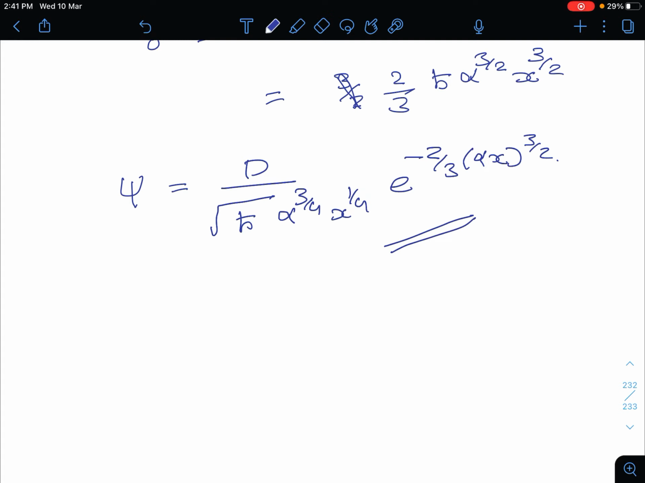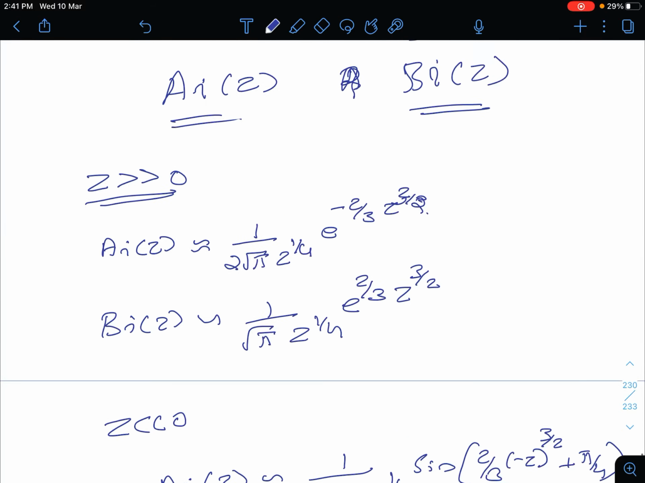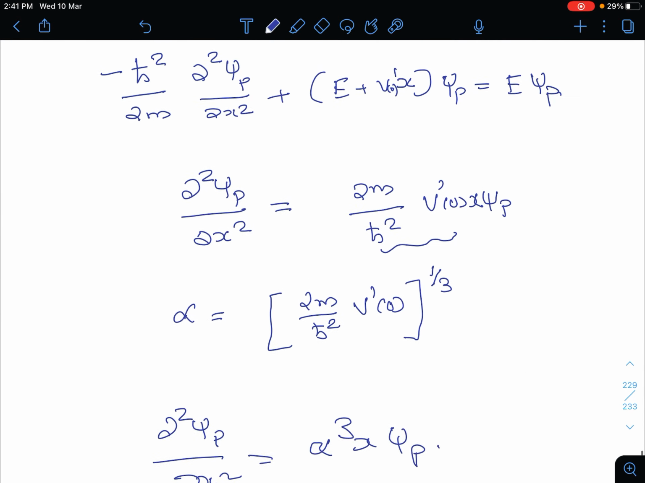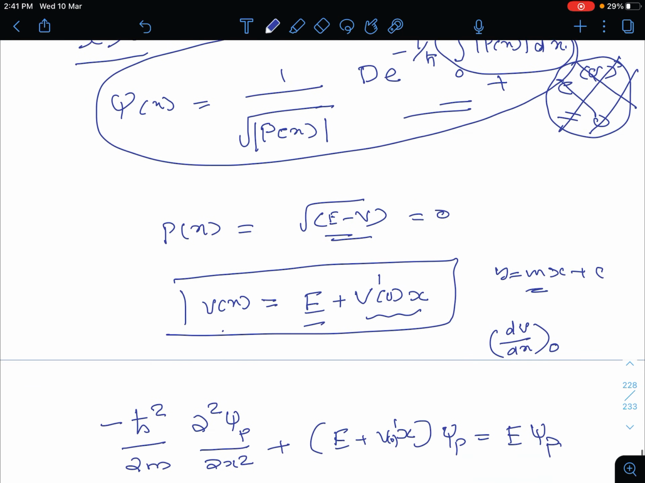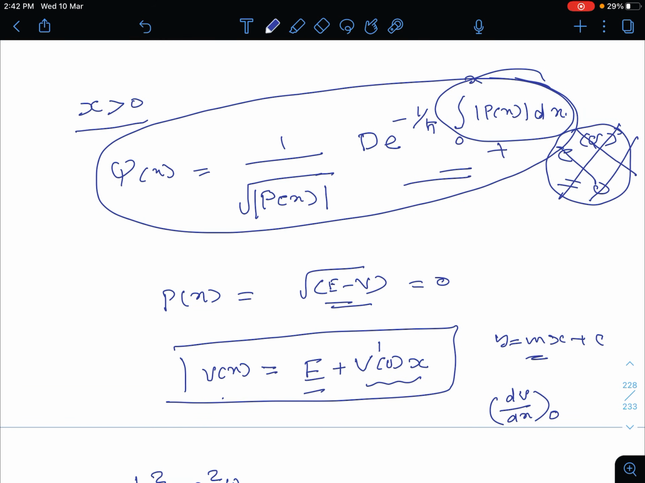Good. Is it clear? No. This is not clear for you. Okay, let me show you what actually we have done. See, on the right hand side, that means x greater than 0. On the right hand side, this is our wave function. This is our wave function.